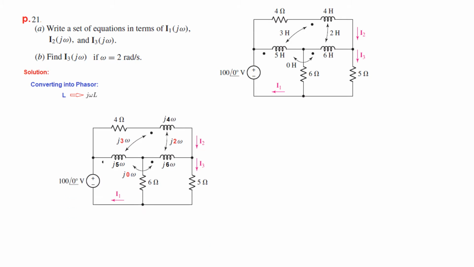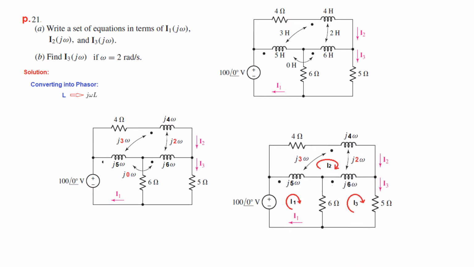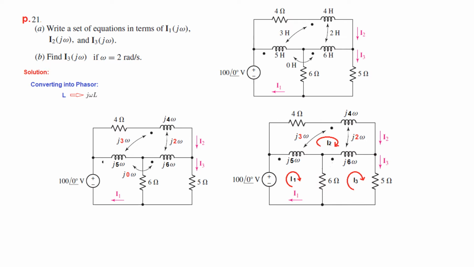Just see. 4H will now become j omega 4, and similarly all the inductances become j omega 5, j omega 6, and also the mutual inductances here. 3 Henry will become j3 omega, 2 Henry will become j2 omega, and this is 0, so it would be j0 omega, or there is actually no need of writing this. So this is the first step. And then we draw the three mesh currents or loop currents, I1, I2 and I3.